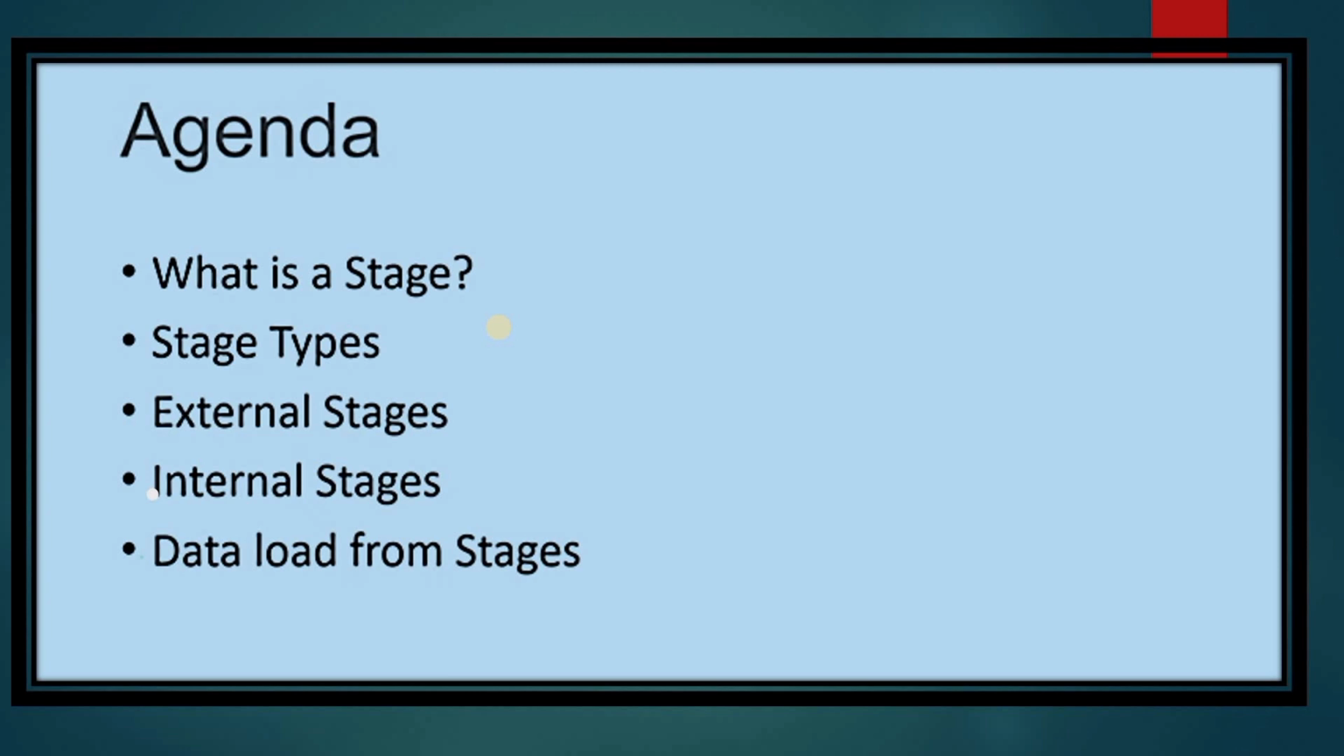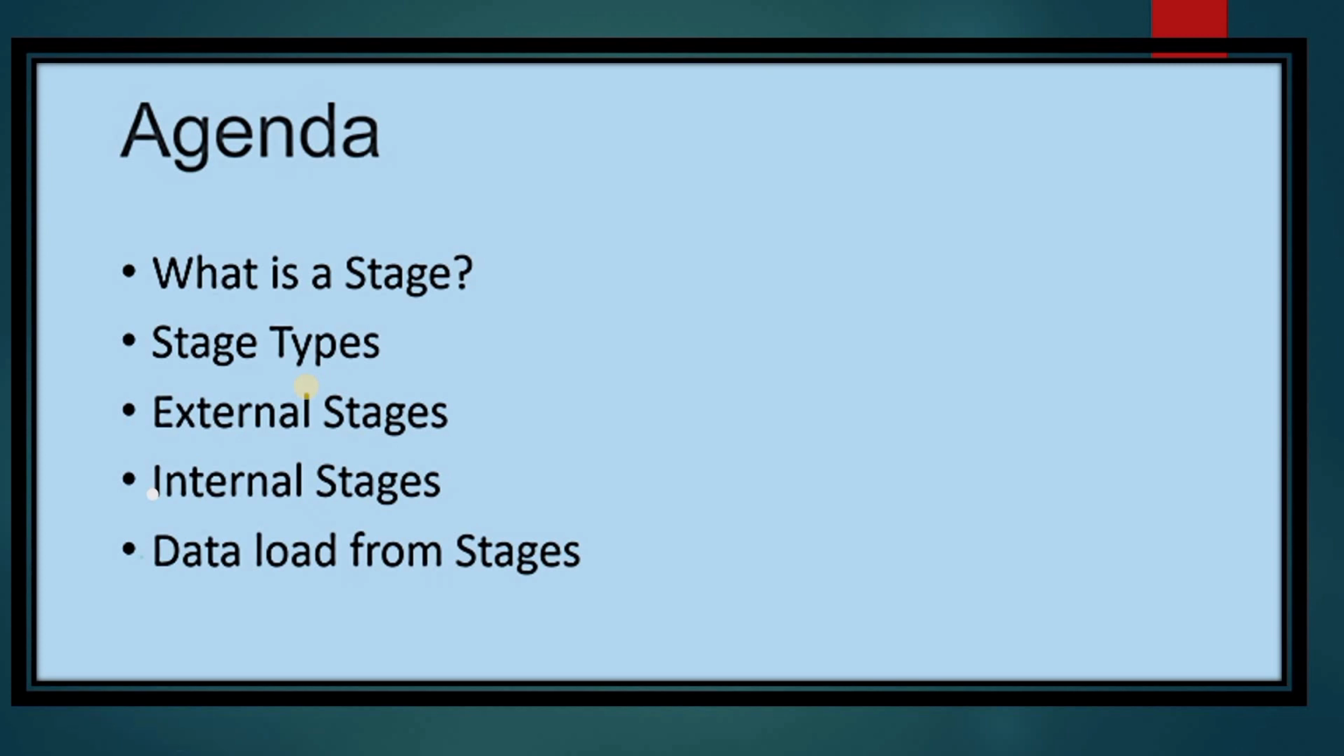So the agenda of today's session will be: what is a stage. First of all, we will discuss what is a stage, and after that we will see some of the stage types. There are basically two types of stages available to us in the Snowflake. First one is the internal stage and the second one is the external stage. We will discuss these two stages, and apart from this we will discuss how we can load the data from stages to the tables.